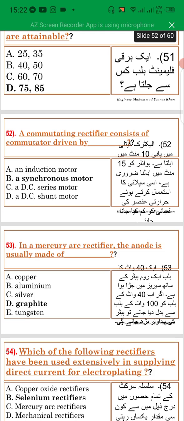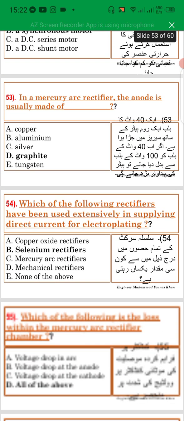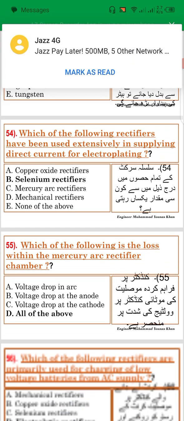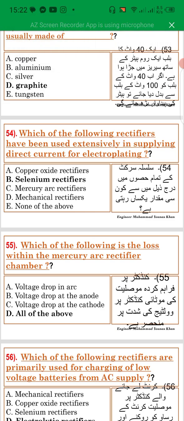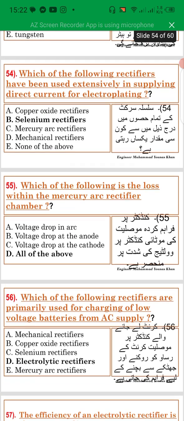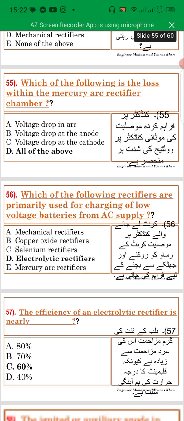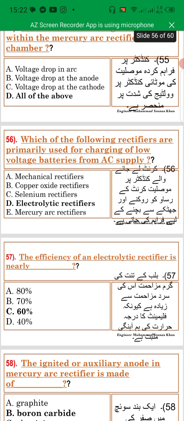A commutating rectifier consists of commutator driven by a synchronous motor. In a mercury arc rectifier, the anode is usually made of graphite. Which of the following rectifiers have been used extensively in supplying direct current for electroplating? Selenium rectifier. Which of the following is the loss within the mercury arc rectifier chamber? Voltage drop in arc, voltage drop at the anode, voltage drop at the cathode. All of the above.